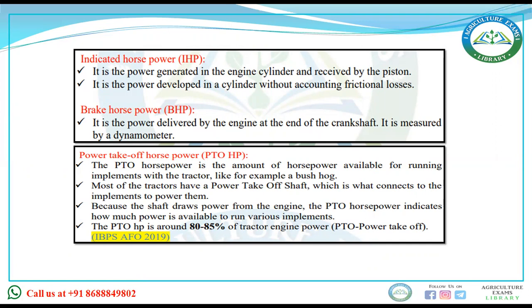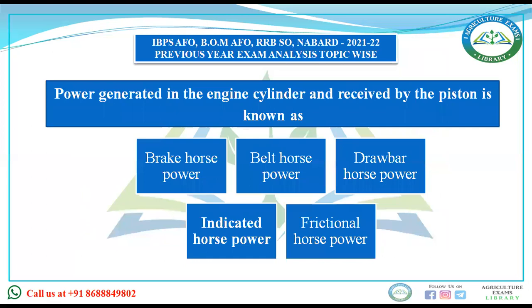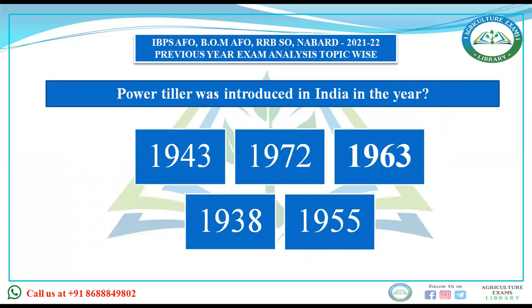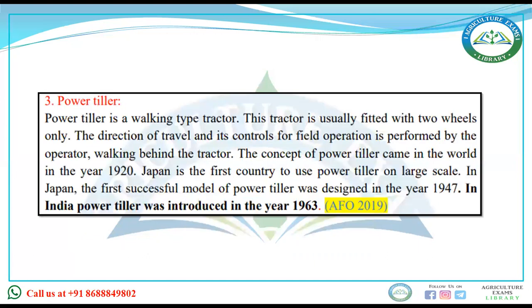And if you see the indicated horsepower, this is the power generated in the engine cylinder and received by the piston. So what question did we ask here? The power generated in the engine cylinder and received by the piston is known as. So the answer is indicated horsepower. And if you see the next one, power tiller was introduced in India in the year. So in India, in which year was the power tiller introduced?